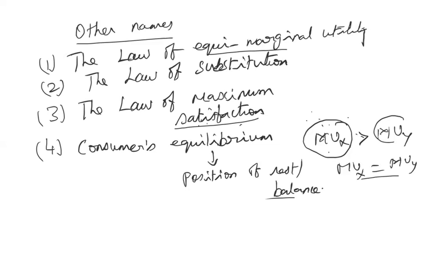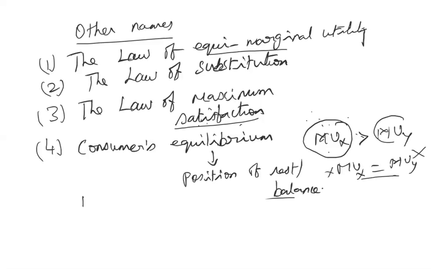Once these both are equal, he no longer needs to spend any more money income, neither on commodity Y nor on commodity X. So he is in the state of balance, in the position of rest. Like that, for all the commodities he is going to purchase. He is not spending more on any of the commodities. If he attains that position, he is in equilibrium. So that is the consumer's equilibrium.